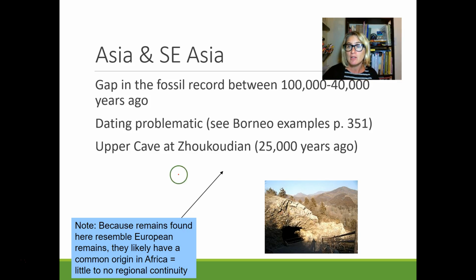It is interesting that those anatomically modern Homo sapiens in China very clearly resemble European remains of anatomically modern Homo sapiens dating to that same period. And this is evidence that should suggest that they have a common origin in Africa, because we're not seeing local regional continuity. In other words, there's not a local form that continues in terms of the fossils.